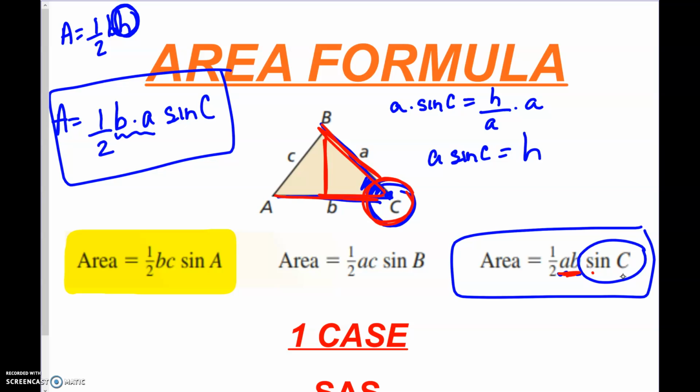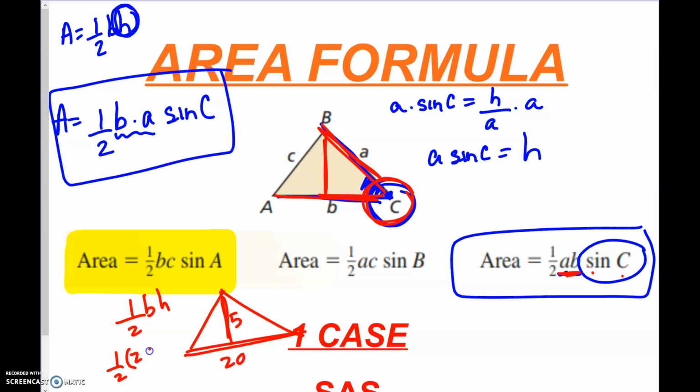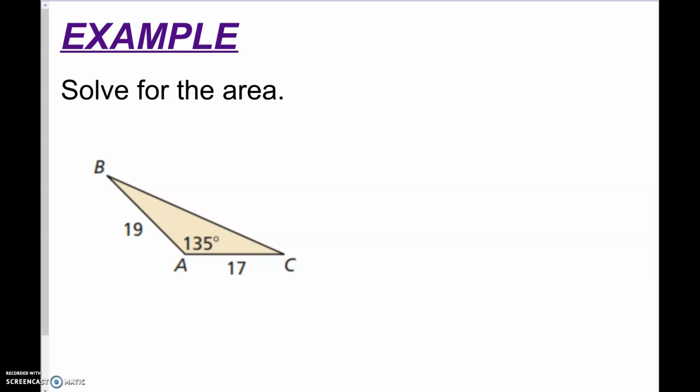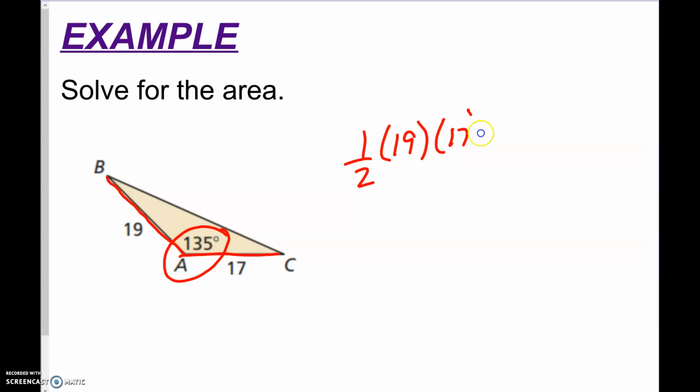All right, so your normal formula, 1/2 base times height, absolutely positively works if that's what they give you. If they give you this height is 5 and the whole length of this side is 20, then by all means, you're going to go 1/2, base is 20, and the height is 5, and you're going to find the area. But sometimes that's not what they give you. Sometimes they give you a triangle like this. So we can take the length of one side and the length of the other side and this included angle. So we can go 1/2 times 19 times 17 times the sine of 135.